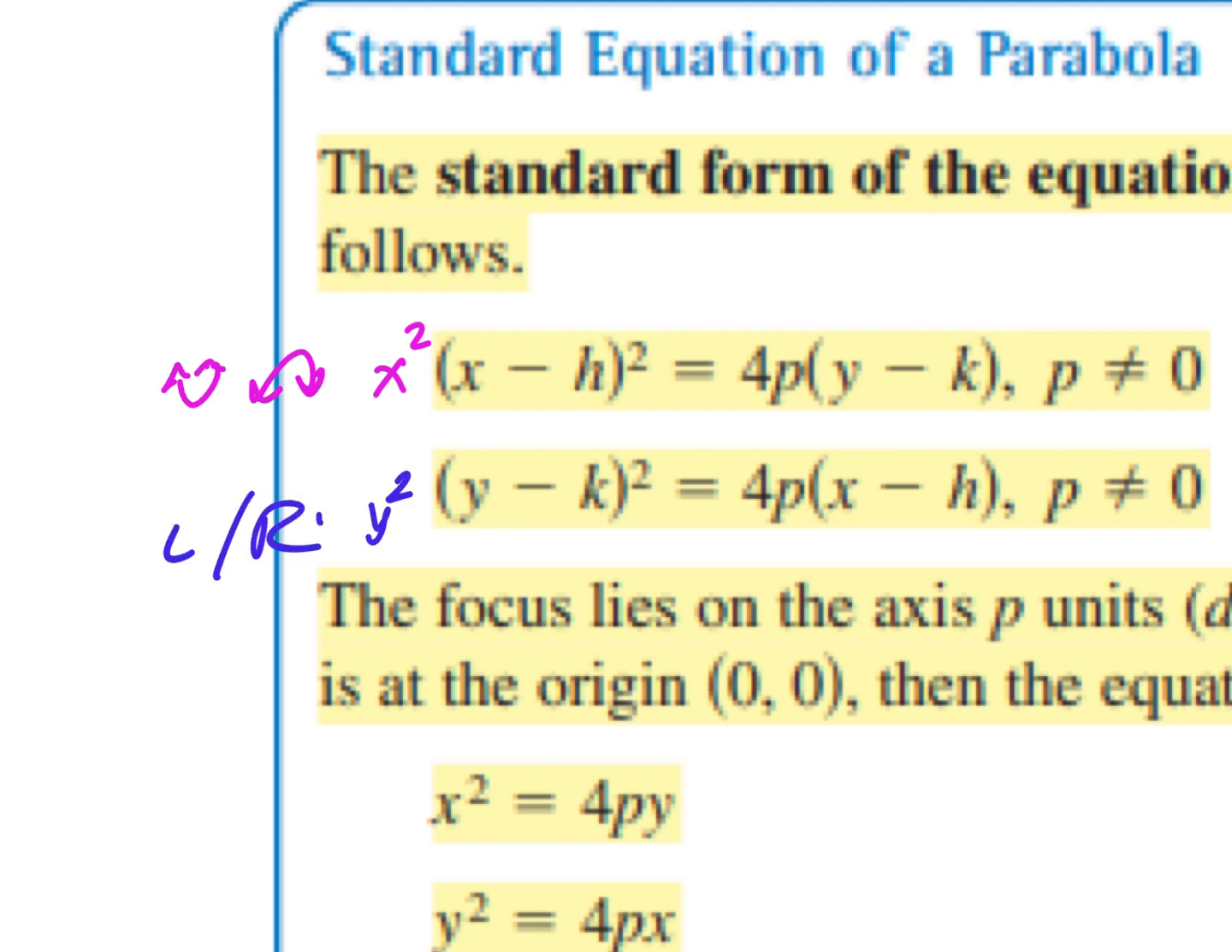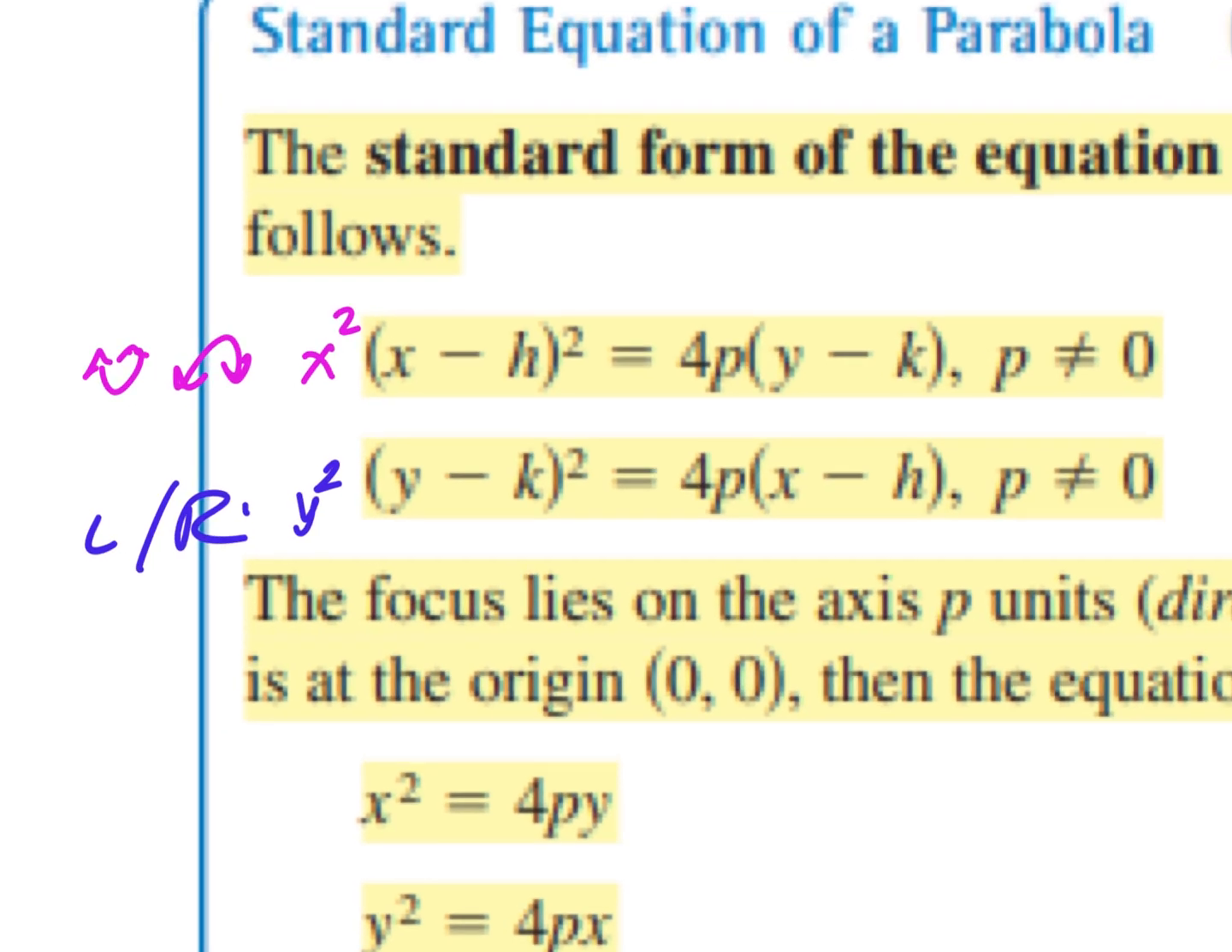Left or right, good. Now, notice if it's an x squared, or it's a y squared, do you see how x's switch places? So does the h and the k. The h always stays with the x part of the vertex. The k always stays with the y part. So just pay attention to that. And something else that's a little different that you guys haven't seen before is what variable?